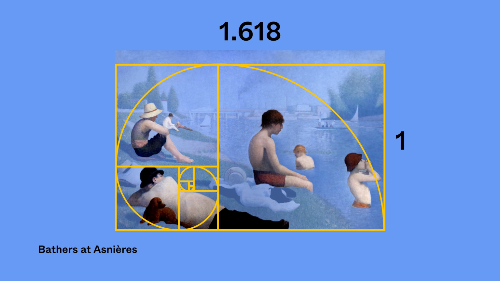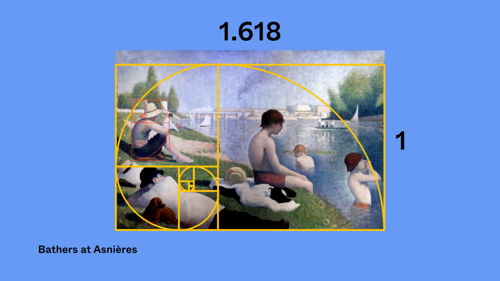Notice how all the main subjects are within the curve? That's the golden spiral at work. But if we take an even closer look, we can see the golden ratio applied all over the place in this painting, and not just in the dimensions.